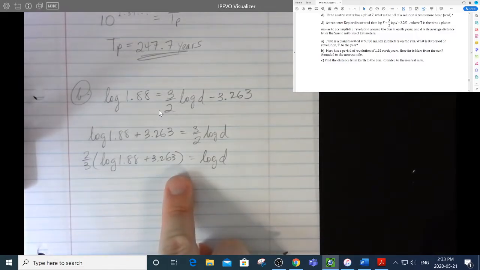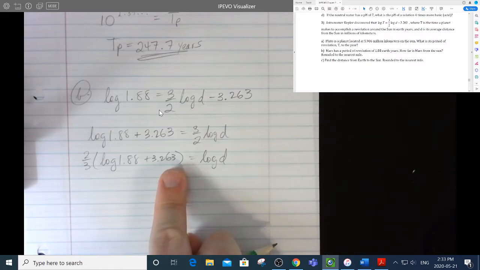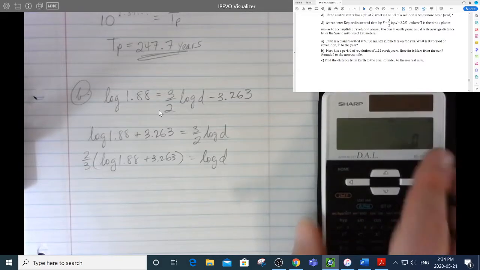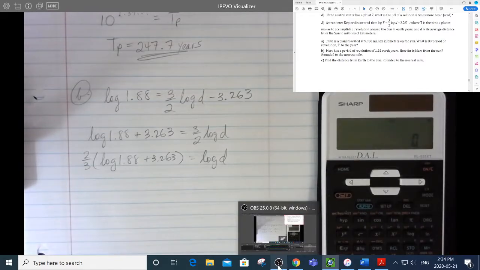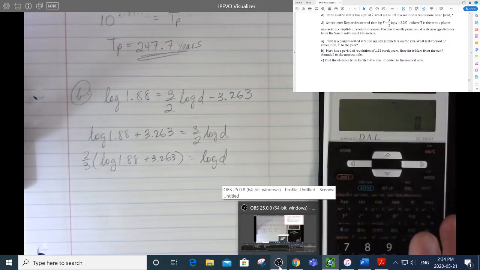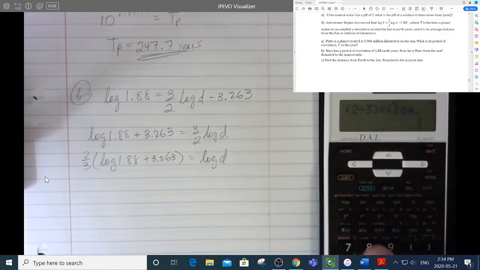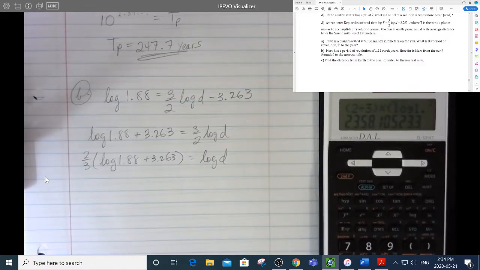I am going to get this into a number with my calculator. Once again, do that in a bracket so it doesn't think all of this is in the denominator with a 3. Open a bracket, 2/3, close the bracket, times, open the next bracket, the log of 1.88 plus 3.263, close the bracket, hit equals, and there we go.